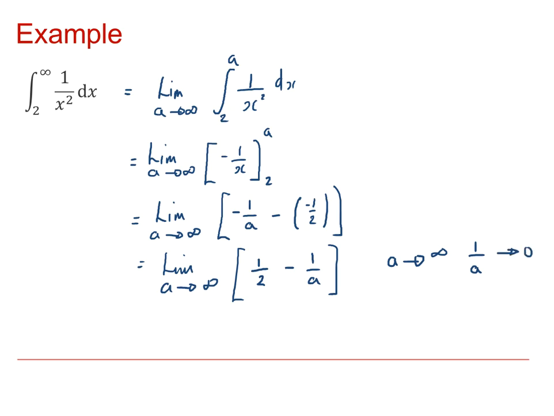So what's happening is that the limit will get closer and closer to a half. As a goes to infinity, 1 over a becomes 0, so the limit is equal to 1/2. So we can say therefore that the integral from 2 up to infinity of 1 over x squared, or the area under the curve, is equal to a half. So the integral converges with a limit of a half.